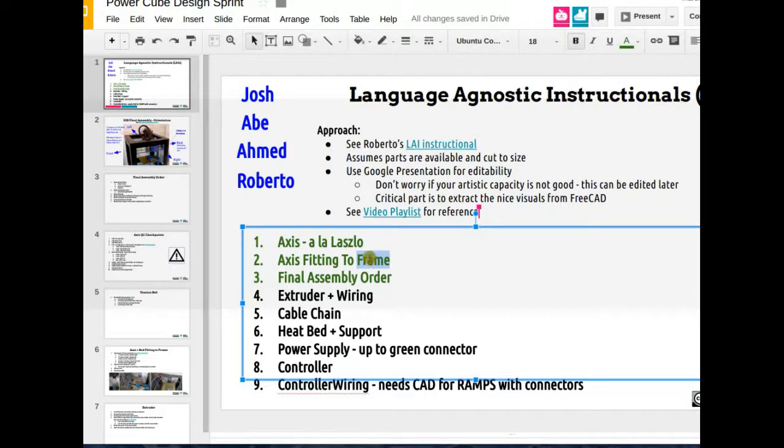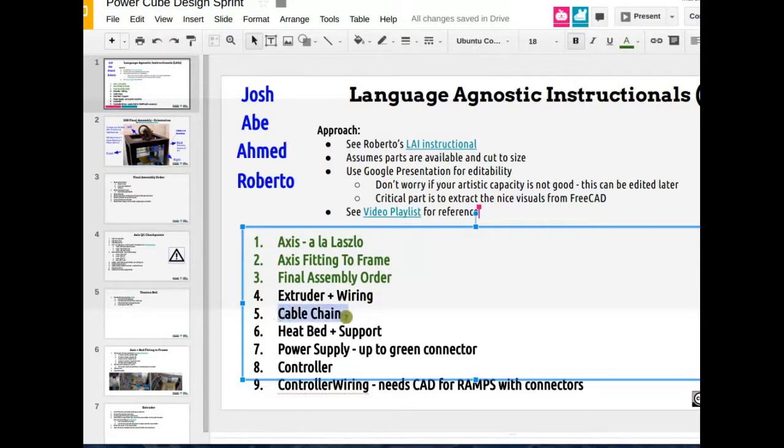Where the belt is attached also matters, because that will make the axes go one way or the other if it's not attached the right way. So, final assembly order. Okay, so one, that's 1, 2, 3. But then to support the final assembly order, we've got the extruder. How do you build the extruder with the sensor and everything there? Extruder plus sensor assembly plus the extruder holder.